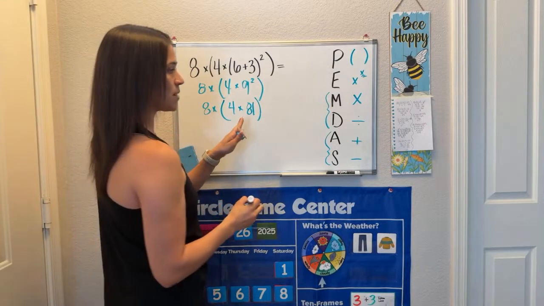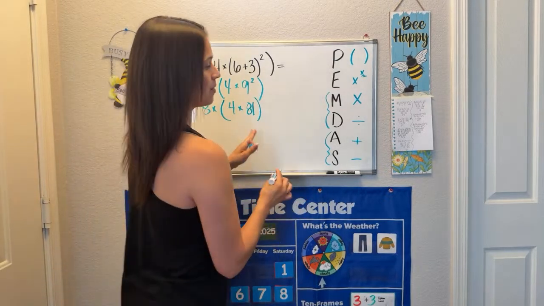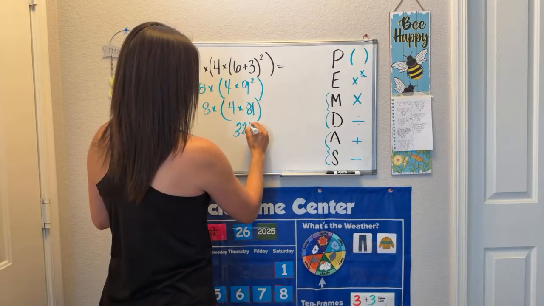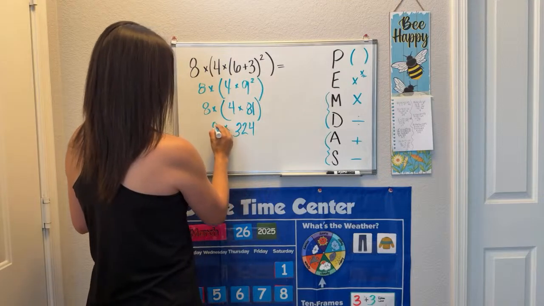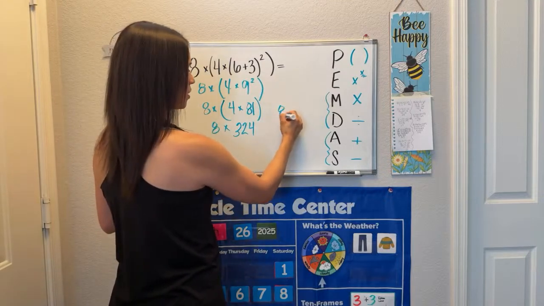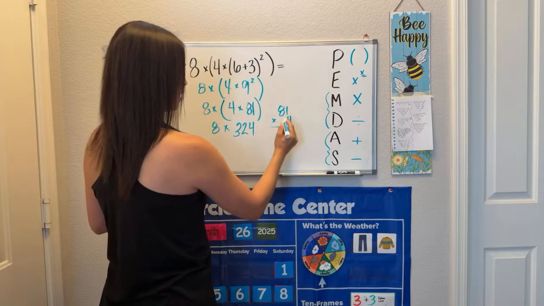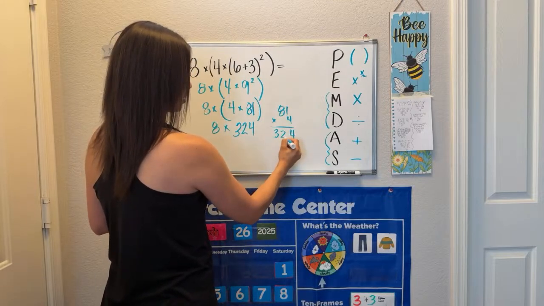Then we're going to do our 4 times our 81. Sorry, I'm going a little quicker. I might have to cut it short. Which is going to be 324 times 8. We can also check our work. So 81 times 4. 4 times 1 is 4. And then 8 times 4 is 32. So that gives you that.